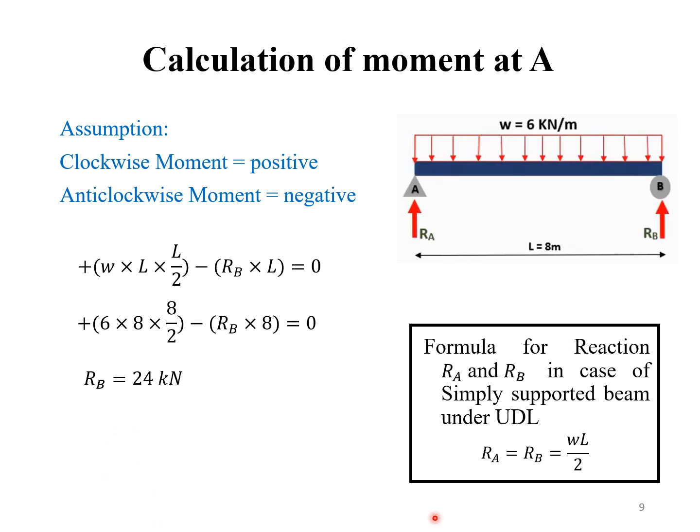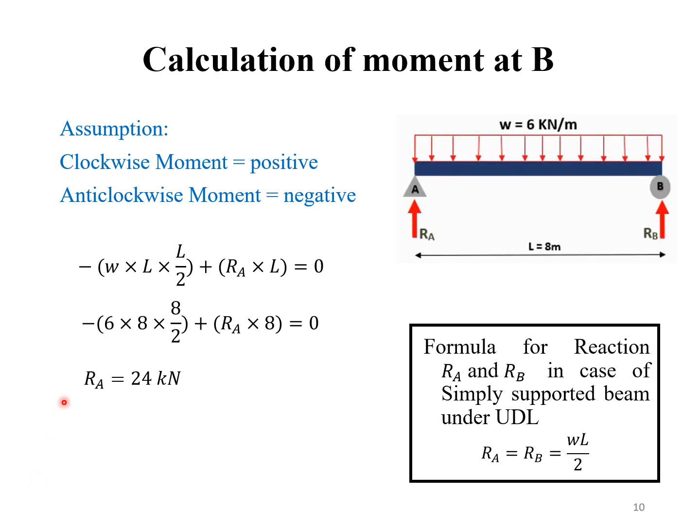We can also get the formula for reactions RA and RB equal to the uniform load W times half of the beam length L. Similarly, we can calculate the support reactions at point B. If we consider the moment at point B, then this will bend the beam in the anti-clockwise direction. So this is the equation again for calculating RA. RA is 24 kilonewton as well.